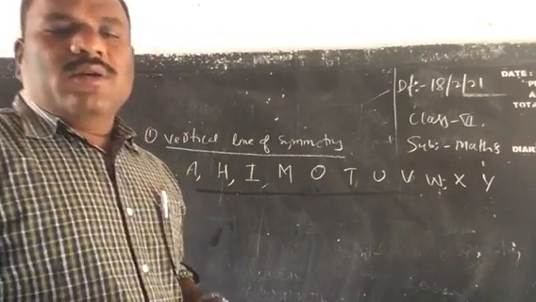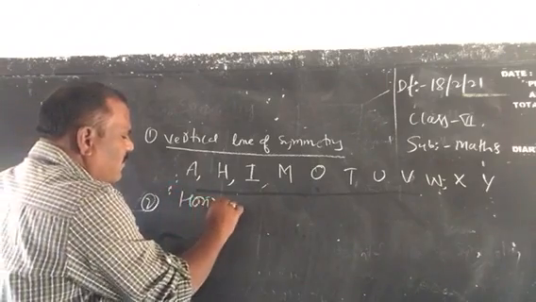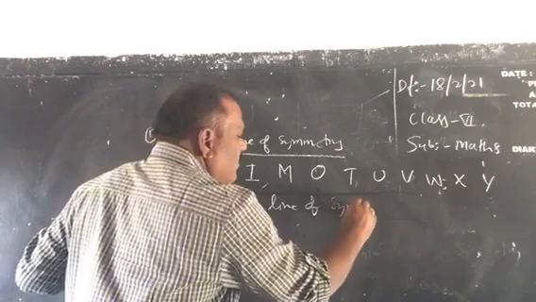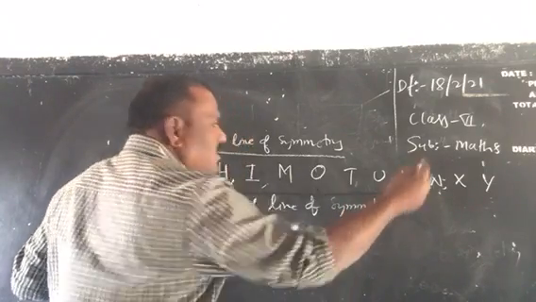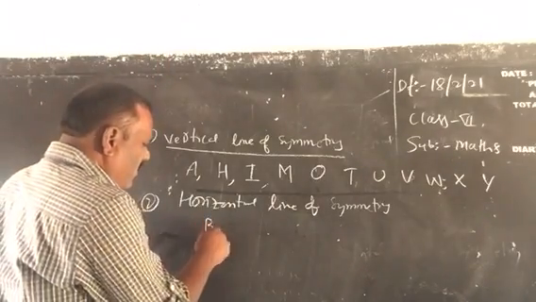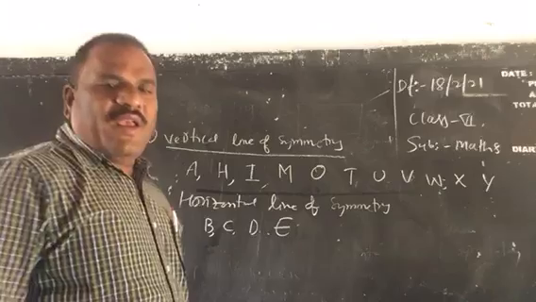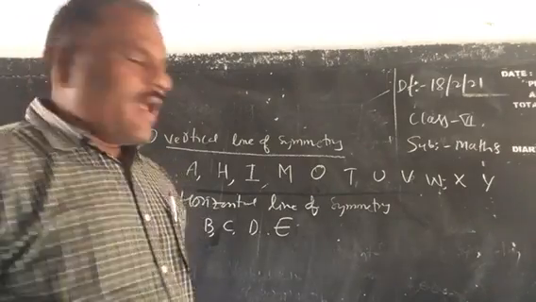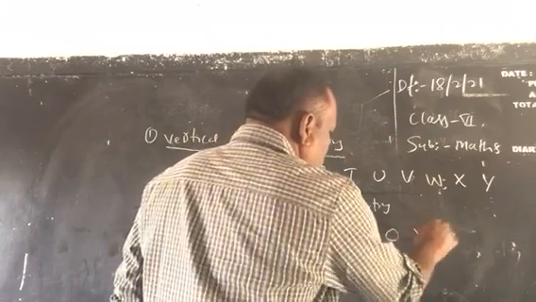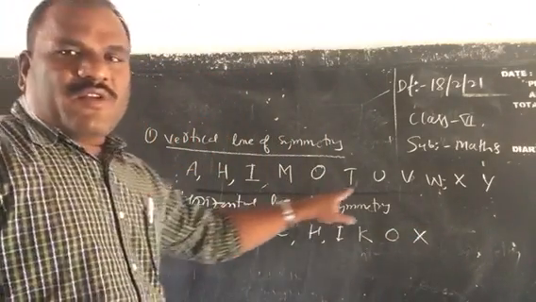Next, what about horizontal line of symmetry? Horizontal lines of symmetry are B, C, D, E, H, I, K, O, X. These are horizontal lines of symmetry, children.